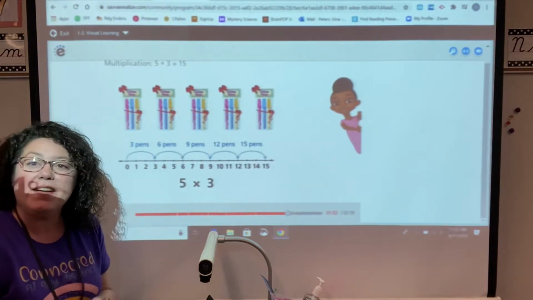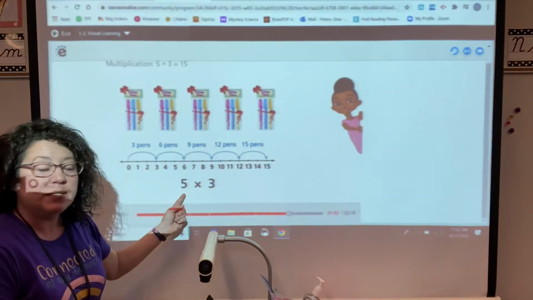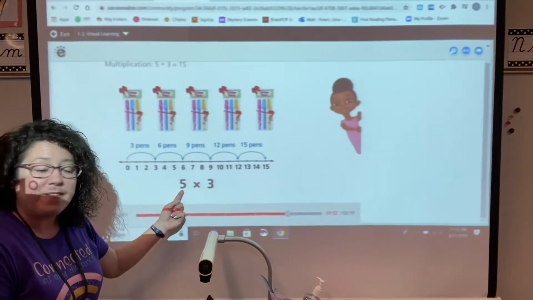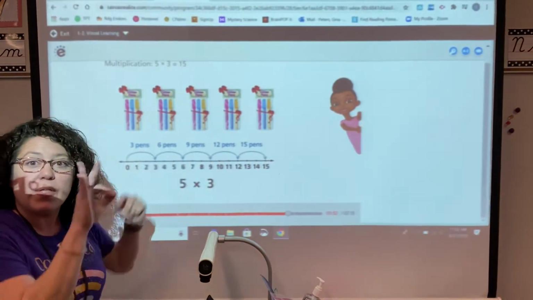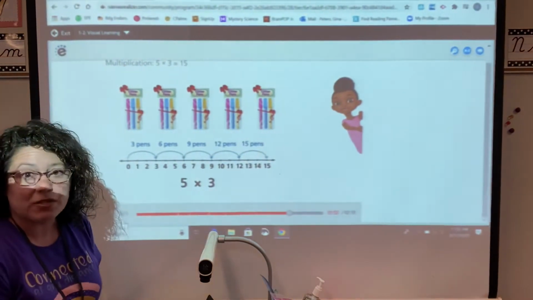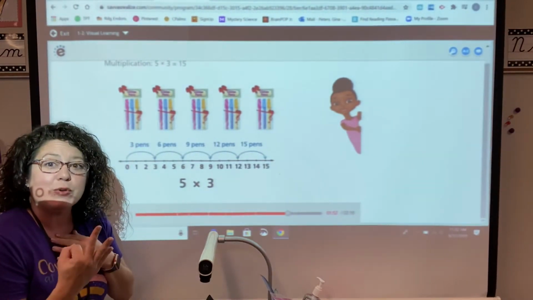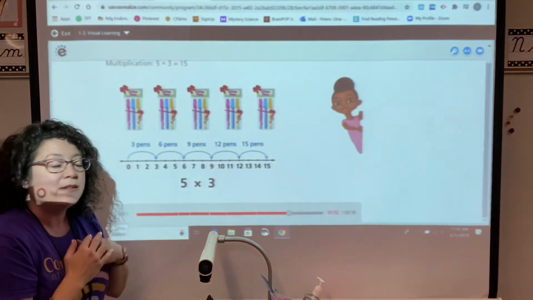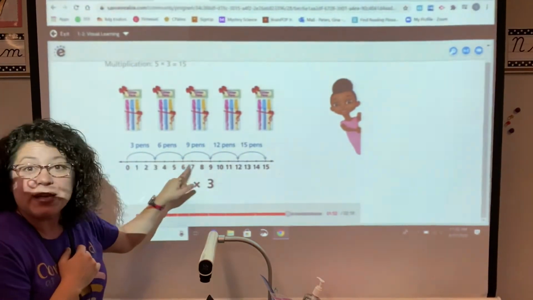Okay, why is it 5 times 3 and not 3 times 5? Remember, our first number is how many groups? 5 groups of, and what's in each group? 3. That's why it's 5 times 3, not 3 times 5. If it was 3 times 5, it would have 3 groups and 5 in each group. 5 times 3 means 5 groups, 3 in each group.